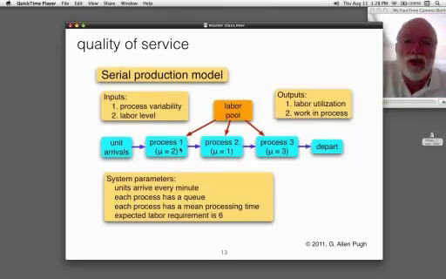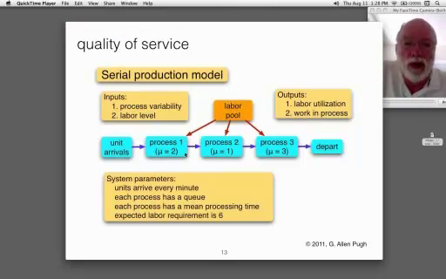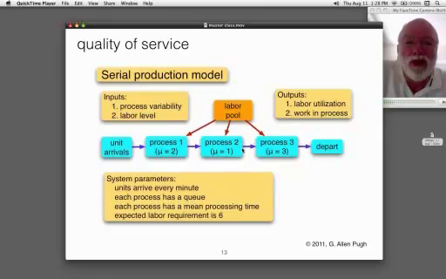So I've got process 1 that takes, on average, 2 time units, let's say minutes. Process 2 can be done quicker. And process 3 takes a full 3 minutes to dispense with. And then finally the order or item or unit can depart.